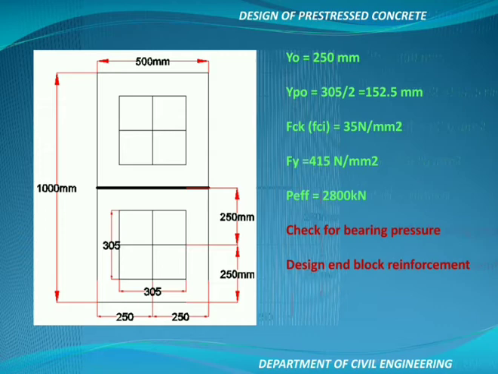So the problem is quite similar to the last example, but the only thing is that here there are two cables which are placed eccentrically. In the previous example there was a single cable which was placed concentrically. Now here we have two cables which are placed eccentrically from the top and bottom fibers at a distance of 250 mm. Both are carrying the pre-stressing force, hence we can analyze one cable and apply the same answer to the other section also.